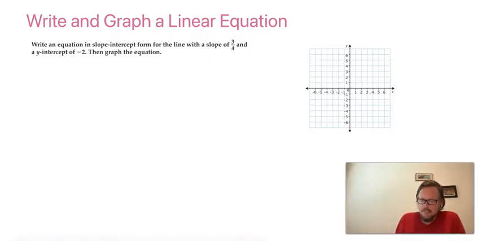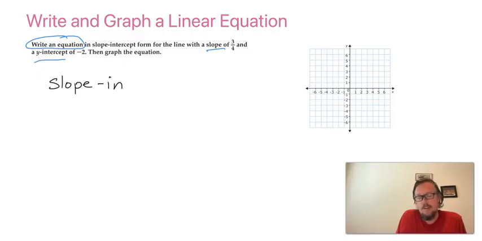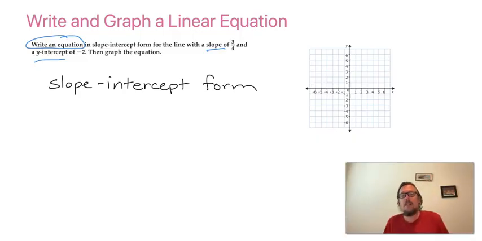So this problem asks us first to write an equation. And so we're going to do that first. And since we have the slope and the y-intercept, we are going to write our equation in what is called slope-intercept form. Mathematicians, I'm sorry to say, are not very good at naming things. So whenever we have the slope and the y-intercept, the name of the form we write that in is called slope-intercept form. Not very creative, I'm sorry to say.